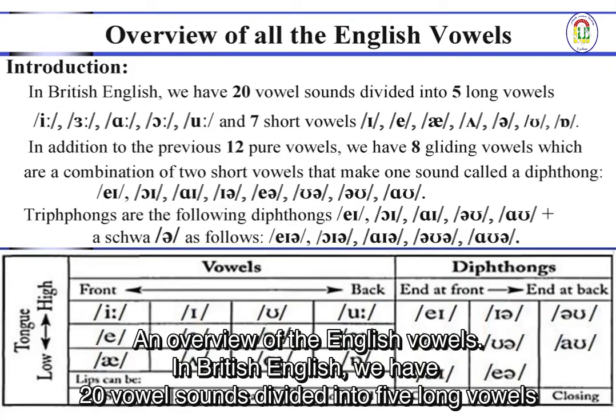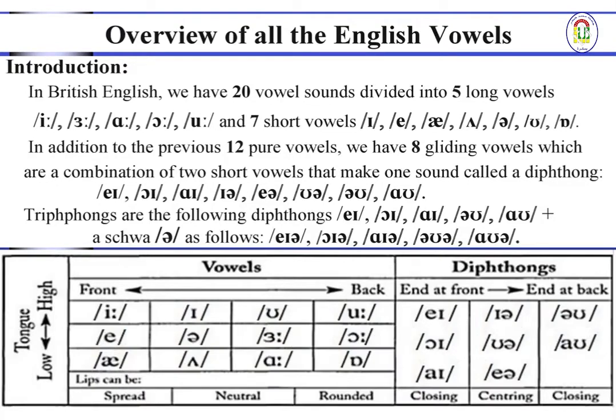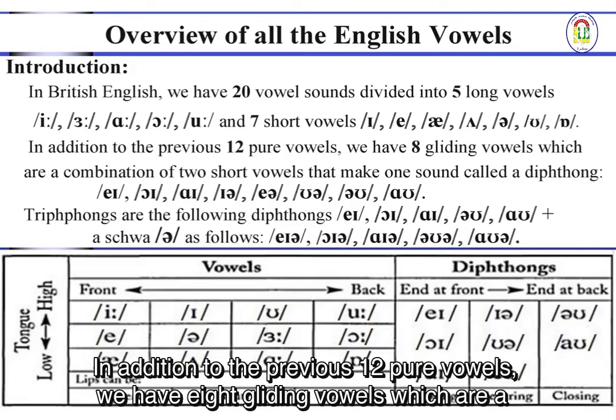Overview of the English vowels. In British English, we have 20 vowel sounds divided into 5 long vowels: E, A, O, U, and 7 short vowels: E, A, I, U, and O.